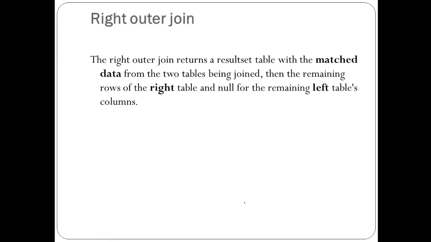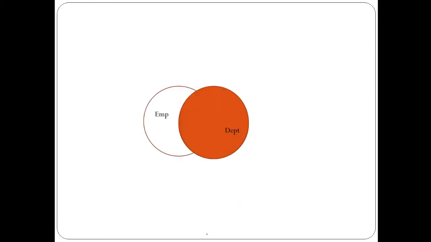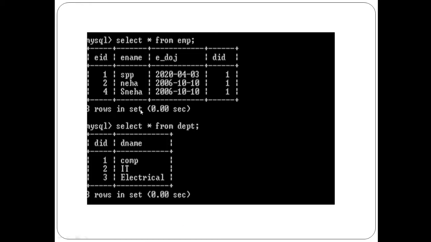In case of a right outer join, it is again based on matched data and the remaining rows of the right table will be added in a right outer join. This is the Venn diagram of a right outer join, where records based on the equality condition will be fetched in the join result from the right table, and for unmatched values from the left table, null will be added. To demonstrate this concept, I'm using MySQL queries, where you again have EMP and department tables. We'll see how it is applied.